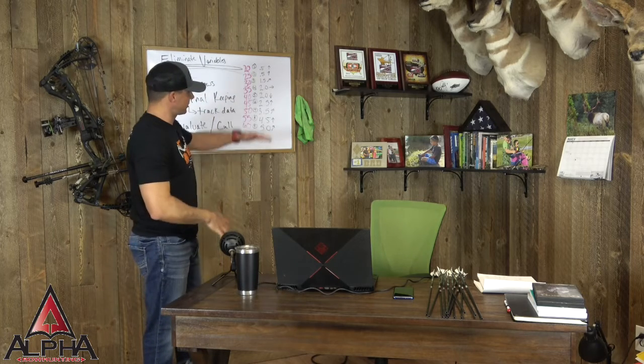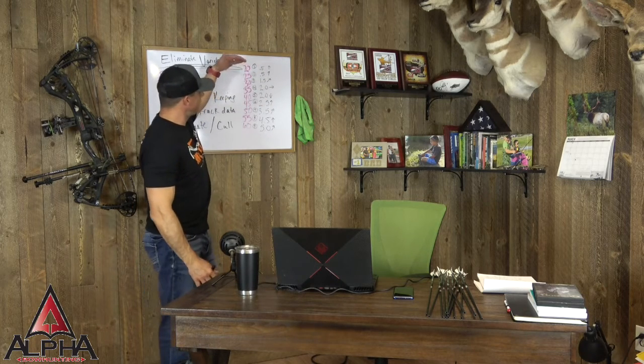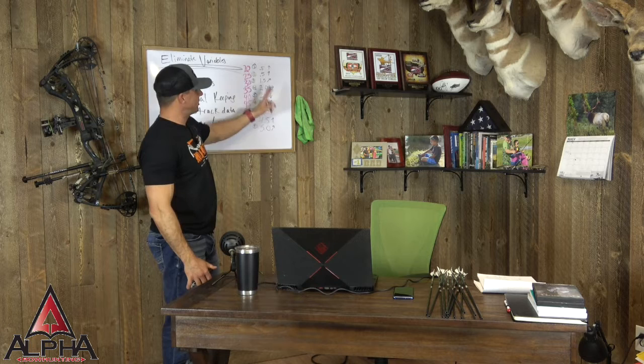So I've got my chart here, and I've written down these numbers just again as an example. At 20 yards, arrow number 1, 0.5 inches high. At 25 yards, arrow number 2, 0.5 inches high. At 30 yards, arrow number 3, 1.5 inches high right. Number 4, 2 inches straight right.